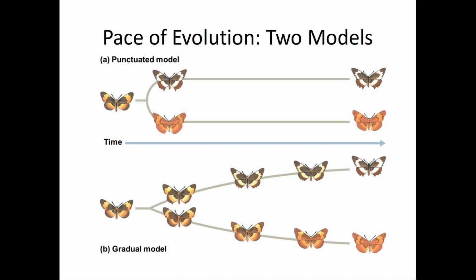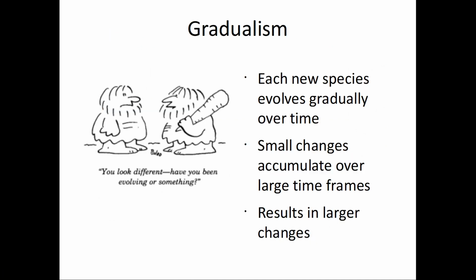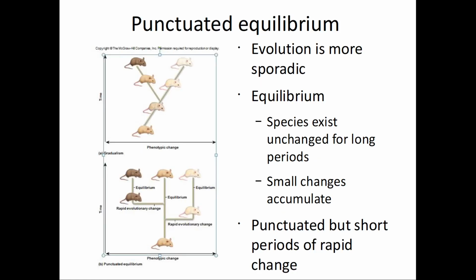All right, so the pace of evolution: you have two models, the punctuated model and the gradual model. Punctuated model is just kind of happens. It's fast, and the gradual model is like it sounds, it's gradual. So in gradualism, each new species evolves gradually over time. Small changes accumulate over large time frames, resulting in larger changes.